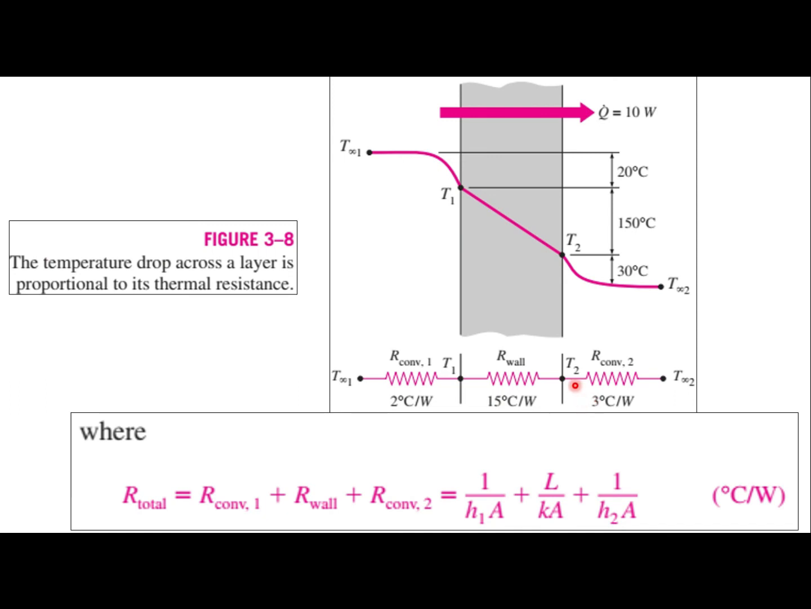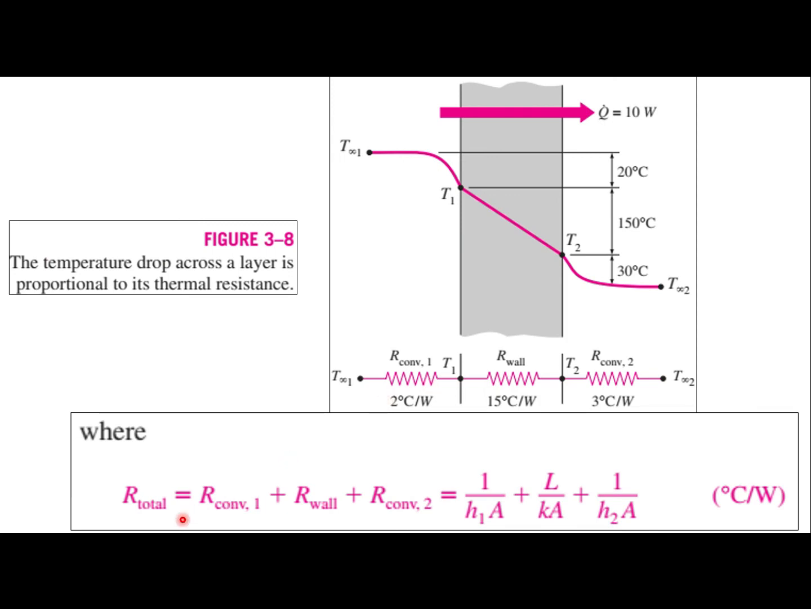Here we can see that the temperature drop across a layer is proportional to the thermal resistance. So the maximum temperature drop is in the conductive resistance. So the maximum resistance that we face is the conductive resistance. So the maximum temperature drop is through the wall, and we have seen the maximum conductive resistance in the wall.